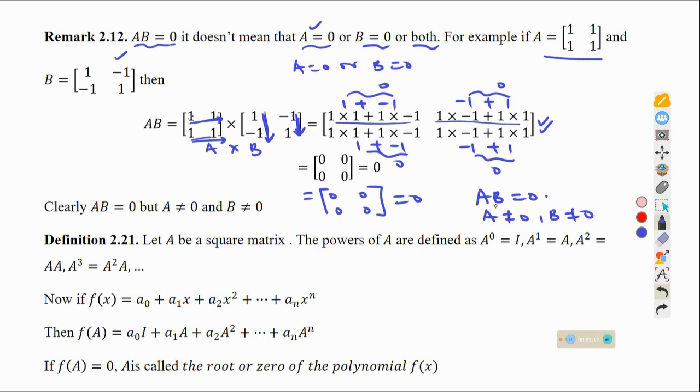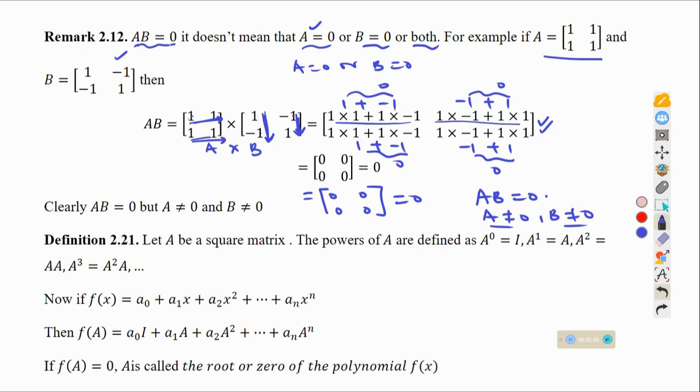So clearly having AB equaling to 0 does not necessarily mean that A has to be equal to 0 or B has to be equal to 0. So we can easily confirm that one from that given question.